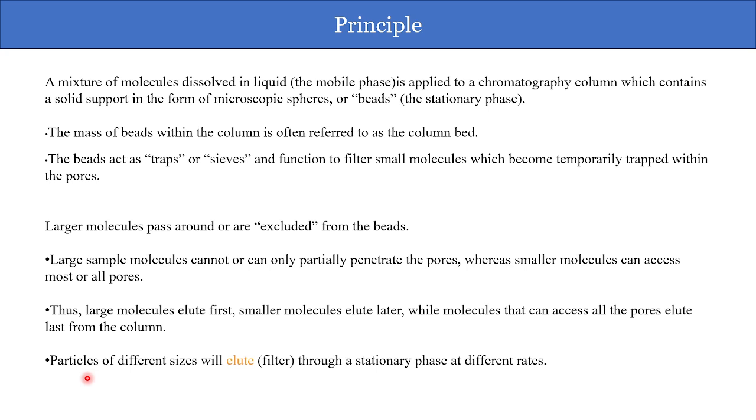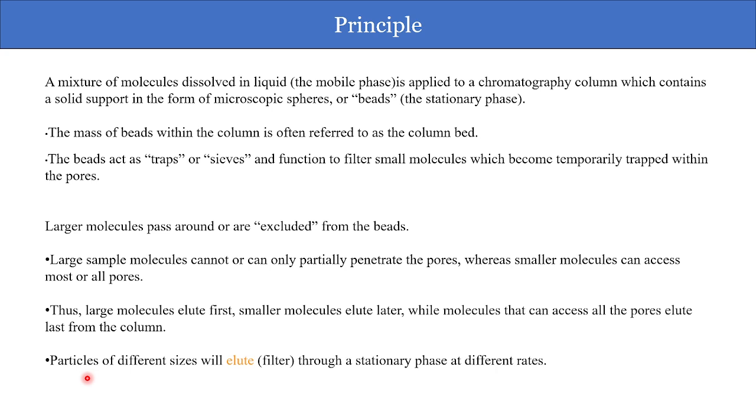So the principle behind this is that we have a mixture of molecules dissolved in a particular solvent, the mobile phase, and it is poured into the chromatographic column, which is a packing of microscopic spheres, which we call the column beads or the stationary phase. Now the mass of the beads within the column is referred to as the column bed. These beads act as traps or sieves and function to filter the small molecules, which get trapped in these pores.